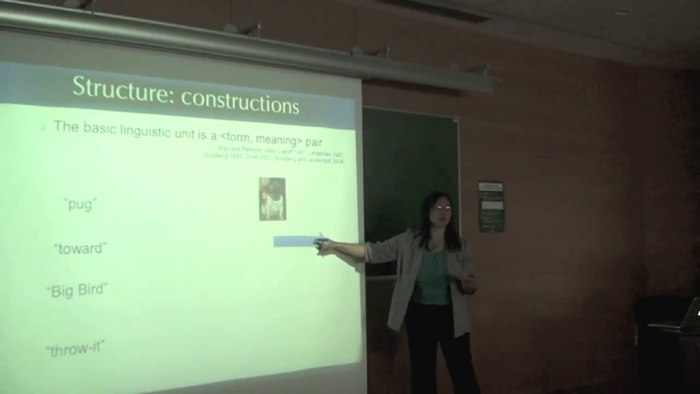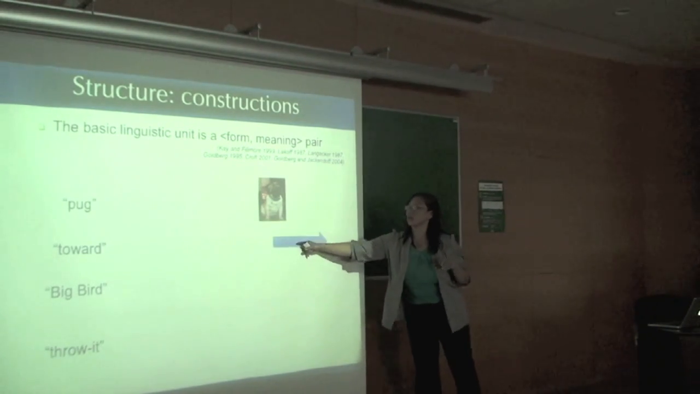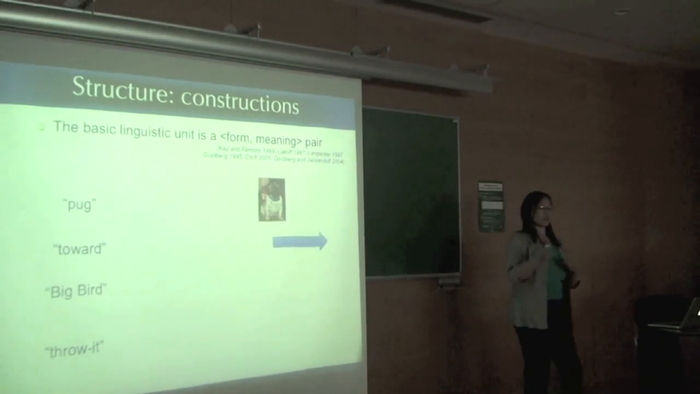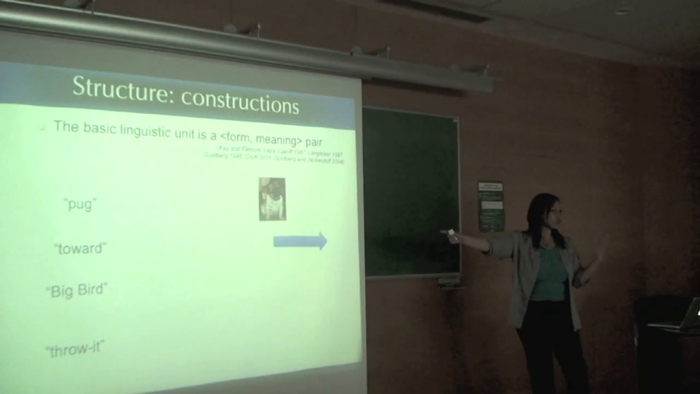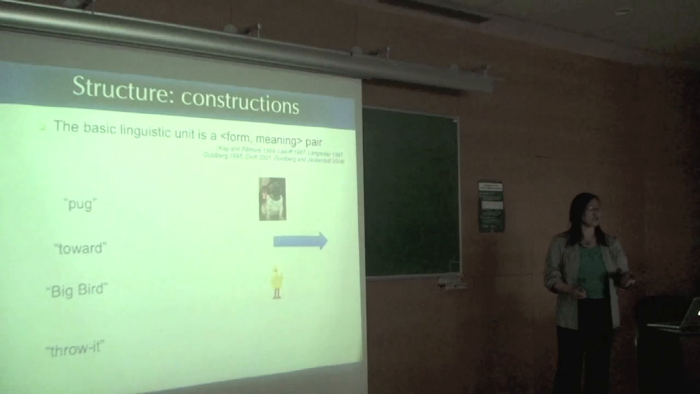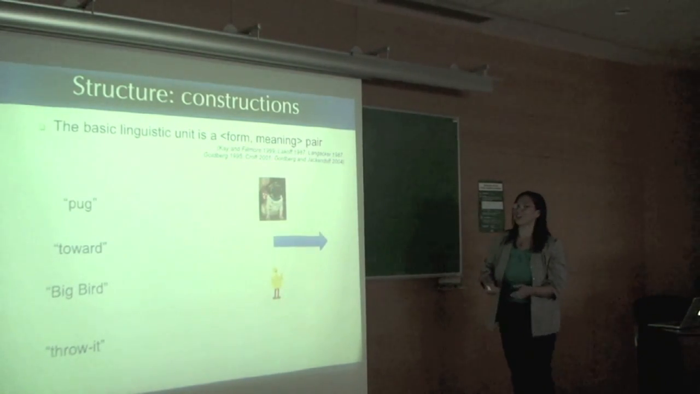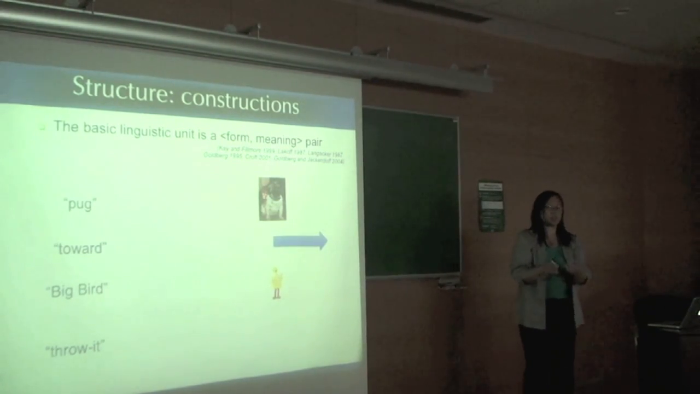And then the meaning of the word toward, I'm just drawing an arrow here to be schematic, is that something about moving from one point to another is part of the meaning, right? So even though the first one is a common noun and the second one is a preposition, it still has meaning that involves motion. Big Bird, do you all know Big Bird? Yes, Sesame Street, okay. So the Big Bird is this guy. The important thing is it has two words on the form side, but it can still point to a very clear, unique individual.